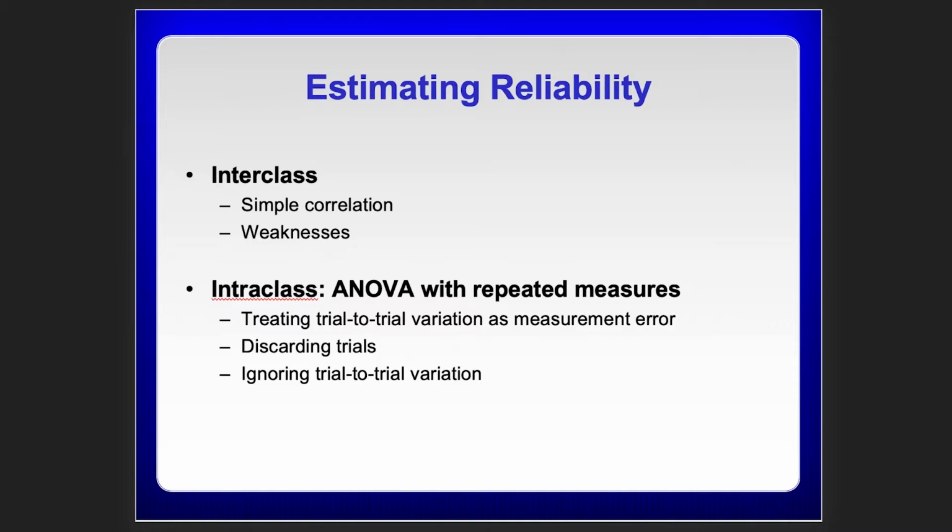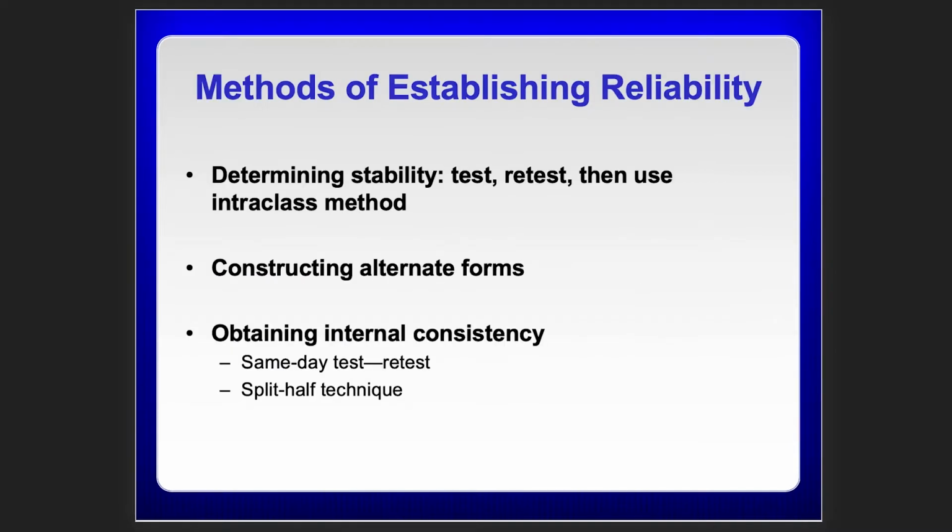And actually, an ANOVA with repeated measures is one of the tests that we use a lot of times to try to get some of these significant differences or no significant differences between groups or within groups. Now, we could determine stability. So this is like a retest, and then use the intraclass method to make sure we have a reliable test.